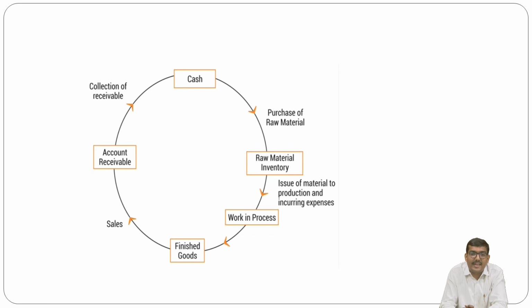It starts with cash to raw material, that is purchase of raw material. Then raw material to work in progress, that is issuing the material to production and incurring the different expenses. Work in progress to finished goods, finished goods to accounts receivable, that is going for the sales, and accounts receivable to cash, that is collection of receivables. So this is ultimately the chart of your operating cycle of working capital.